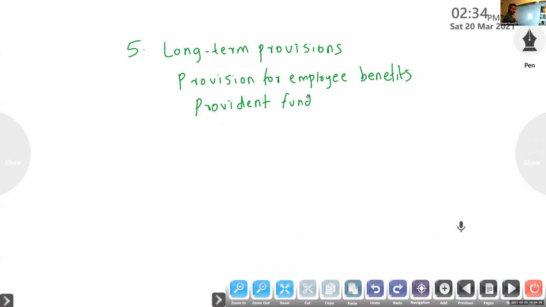Provident fund means, suppose I am working in an organization, every month the management will take 1,500 from my salary. Then the owner also will contribute 1,500 for the provident fund. So if I have a provident fund for a period of 10 years, then at the time of retirement, I will get a pension. Okay, that is provident fund. It is a long-term provision only.